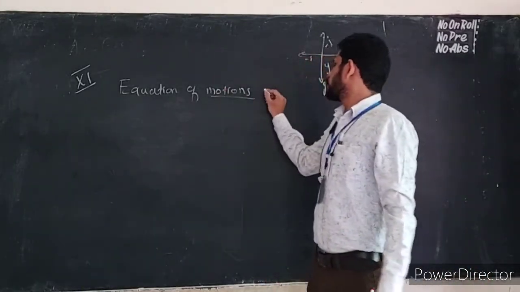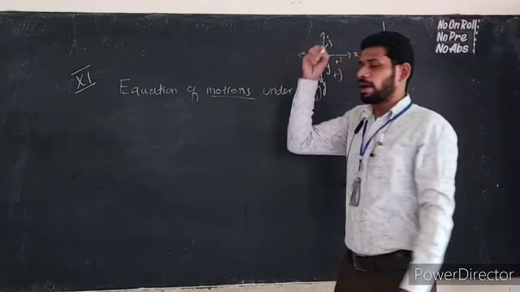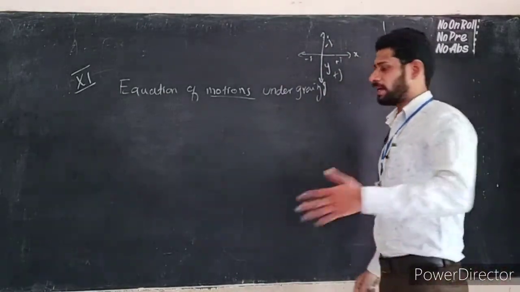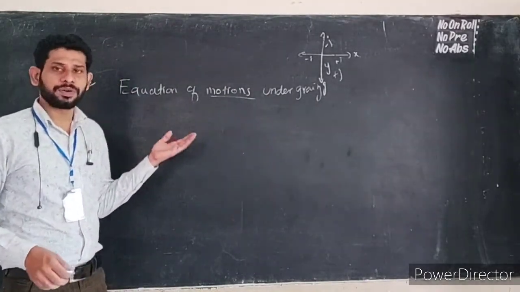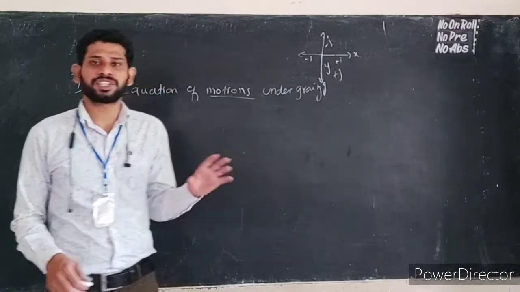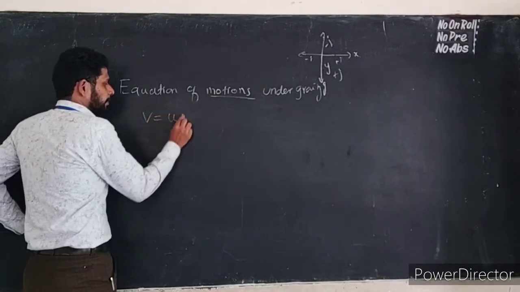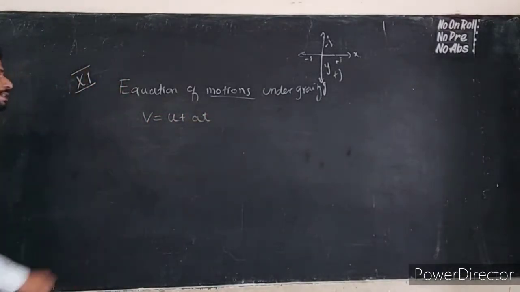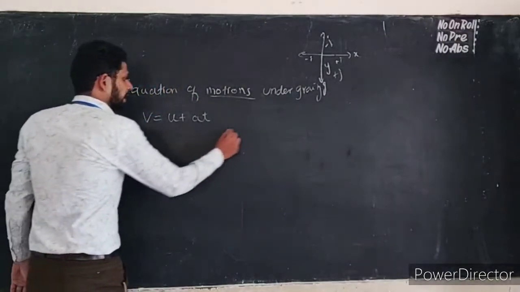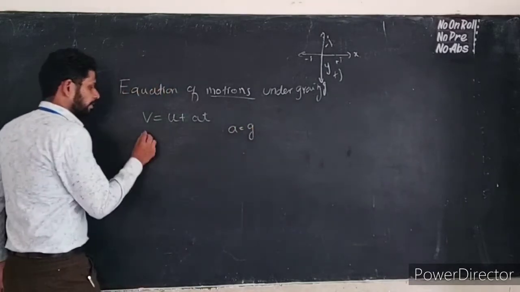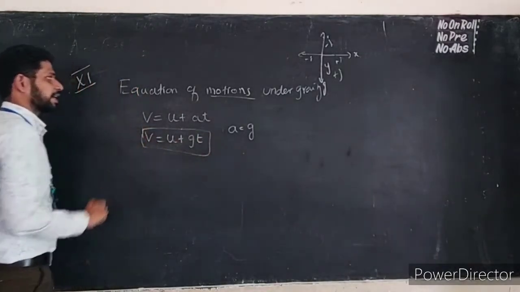Now the equations of motion under gravity. When you are dropping something from a height, the initial velocity will become 0 and the object moves with acceleration due to gravity. Now, what is the first equation? v equal to u plus at. Here the object goes down due to gravity, so a will become the acceleration due to gravity g. So we can write this equation as v equal to u plus gt. This is the first equation under gravity.